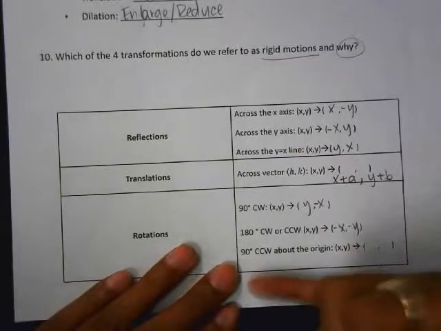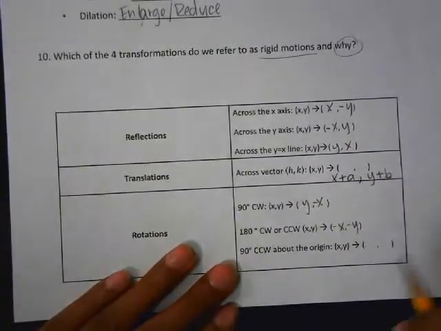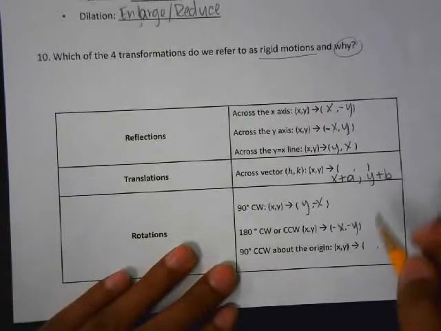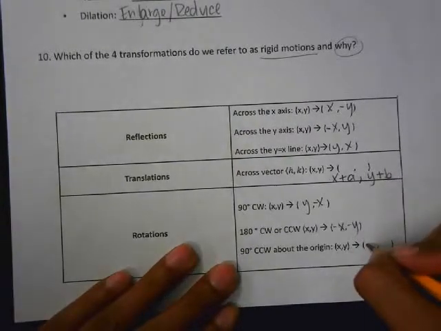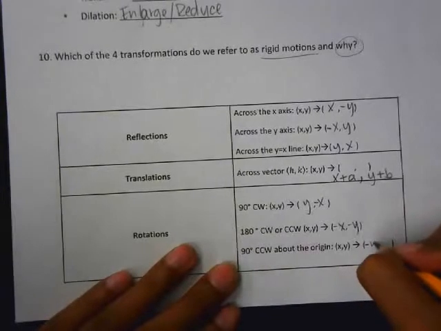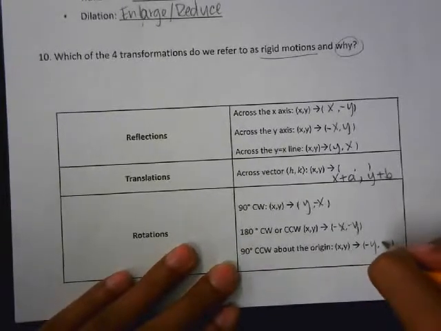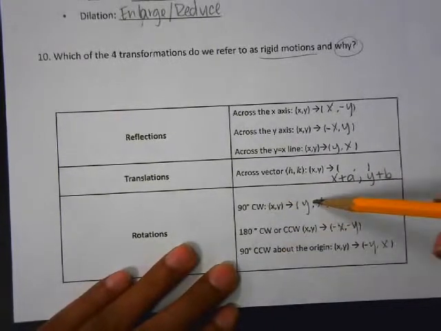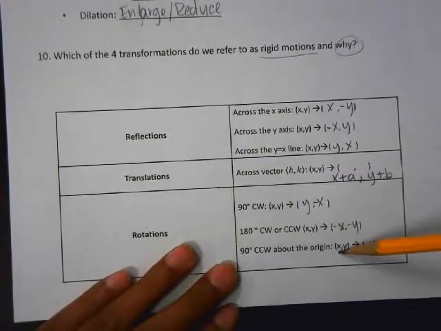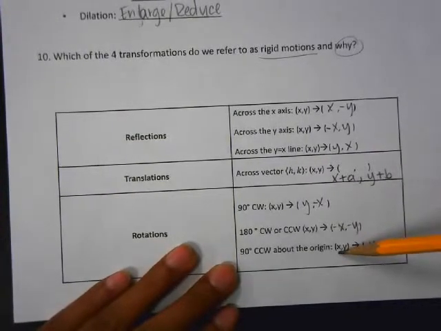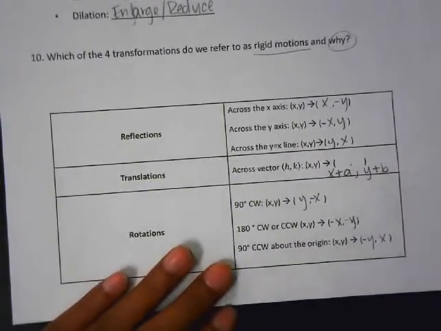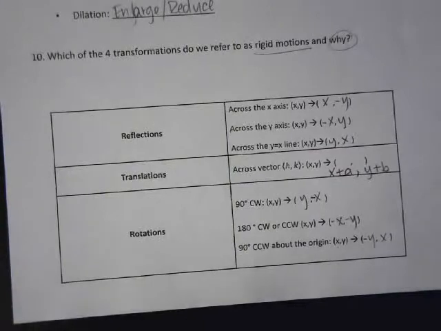For this one, if you're going counterclockwise 90 degrees, then what you're going to do is switch them, and your y is going to become its opposite. So notice the difference between clockwise and counterclockwise is clockwise, you switch them, the x becomes its opposite. Here, you switch them, the y becomes its opposite. So you're switching on both of them, it just depends on which one becomes your opposite. Okay, so using those rules, we're going to perform some transformations.